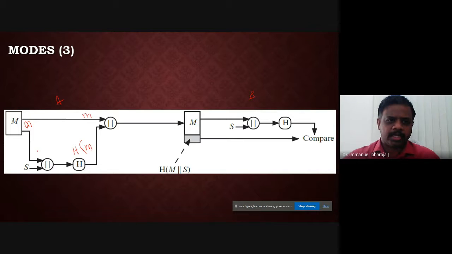So here M is appended with S. That is given for the hash. So M is appended with S. This is what is happening here. So what is going on here? You got your original message connected with the hash value of M appended with this S.